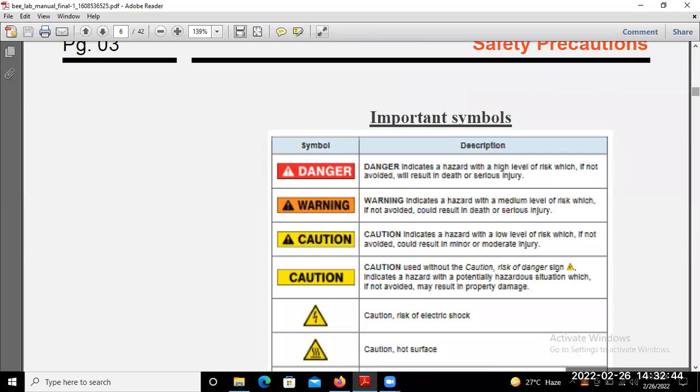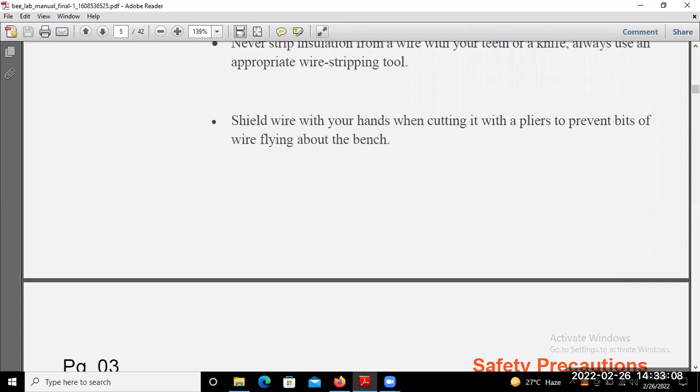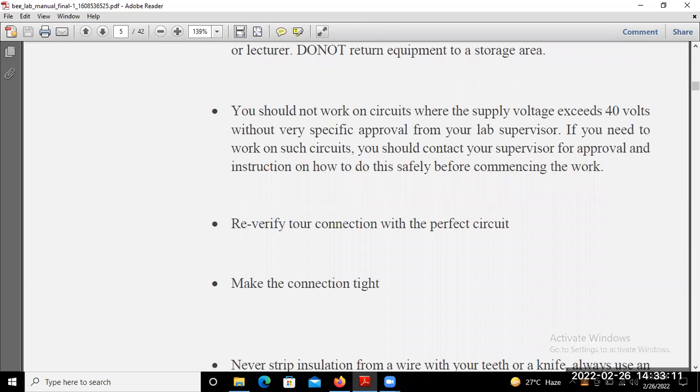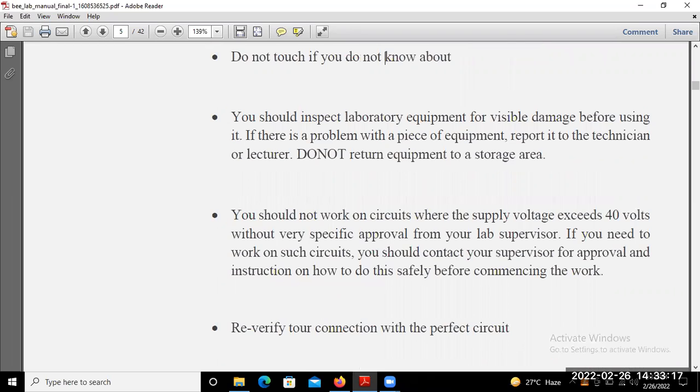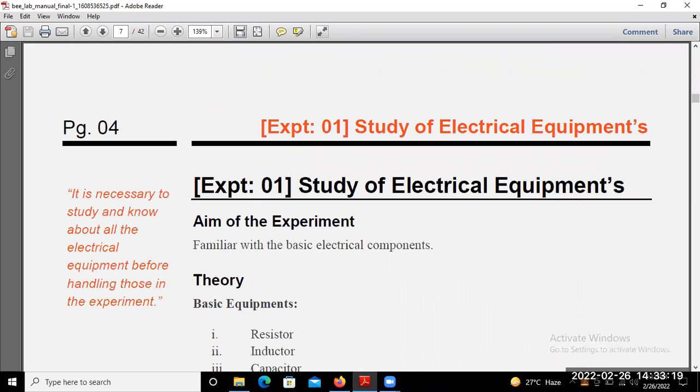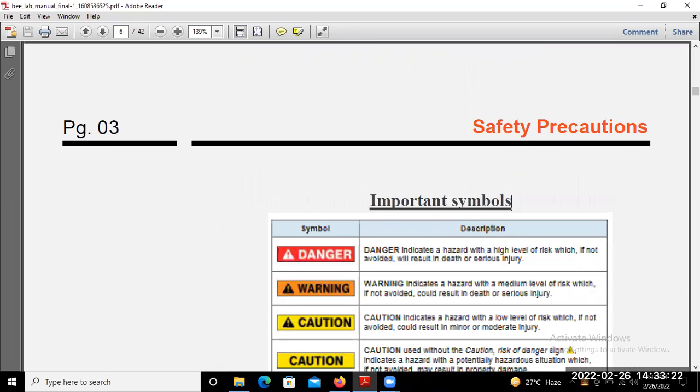Next, you may find some standard notation in the laboratory, and some standard notation you may also find in your surrounding environment. Have you seen this symbol anywhere? I think you are familiar with that one. These are specific signals you may find in the surrounding area also.